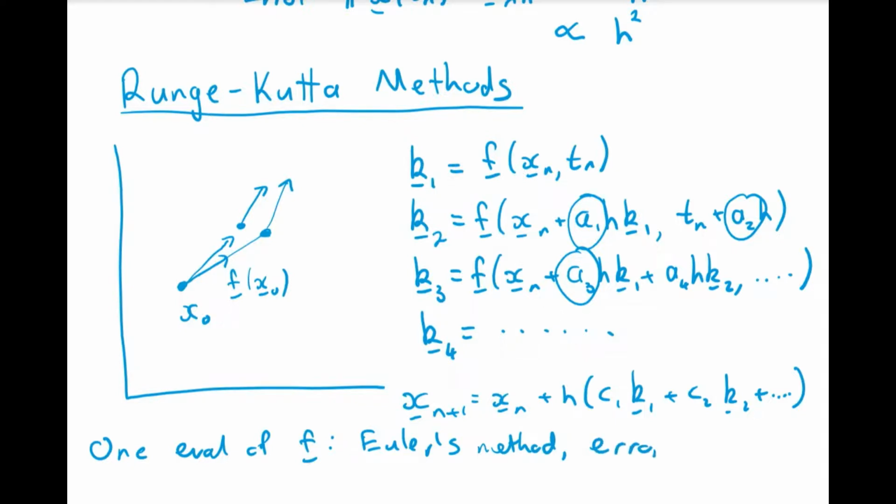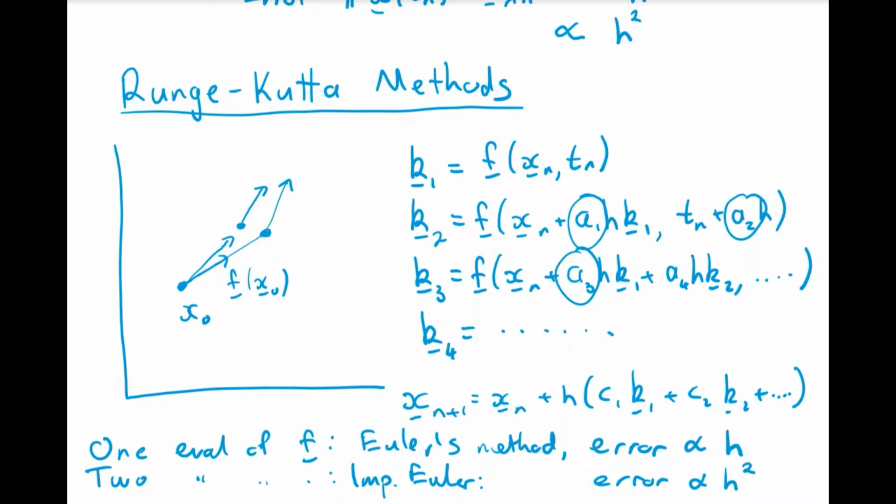And then the error we have seen is proportional to h. We also did a method with two evaluations of f. That was the improved Euler. And there we found that the error was proportional to h squared. And that was the motivation for doing the more general thing.